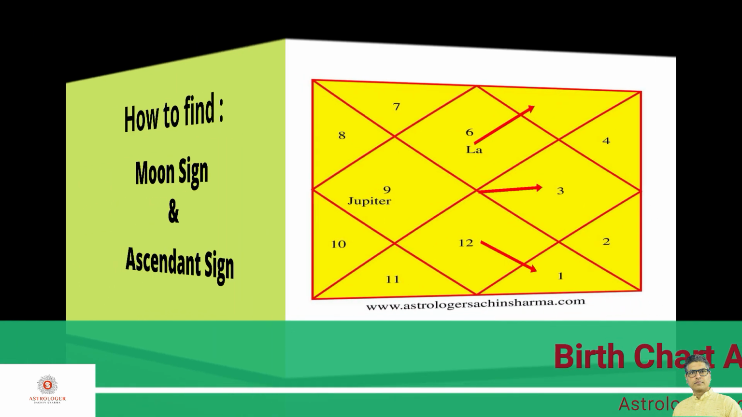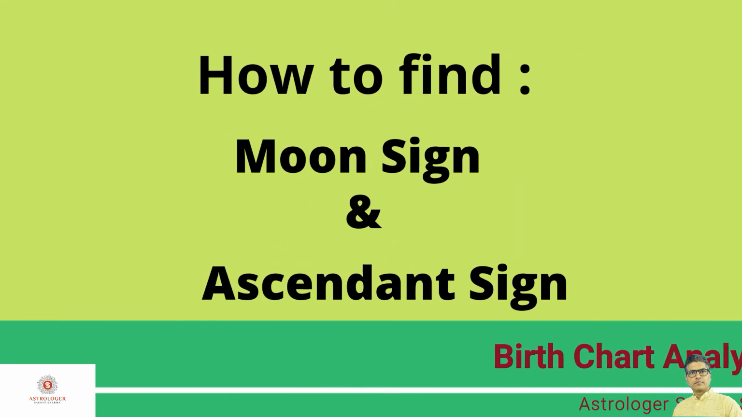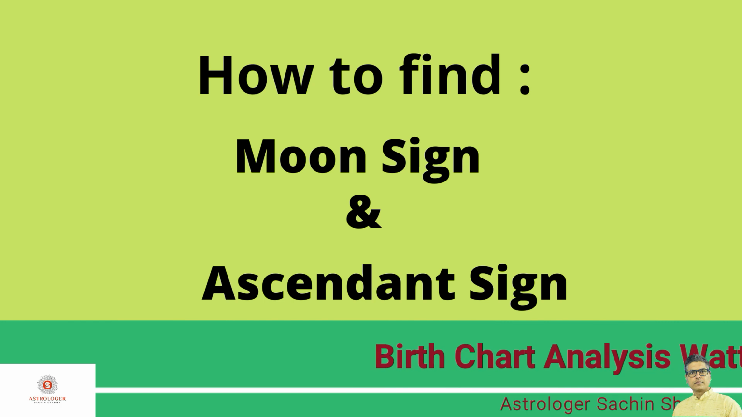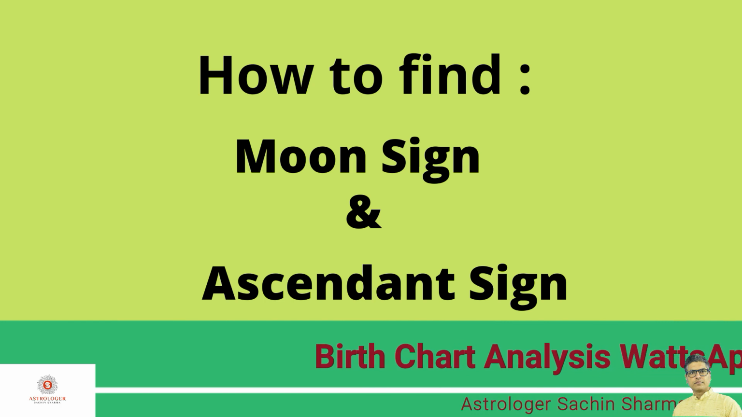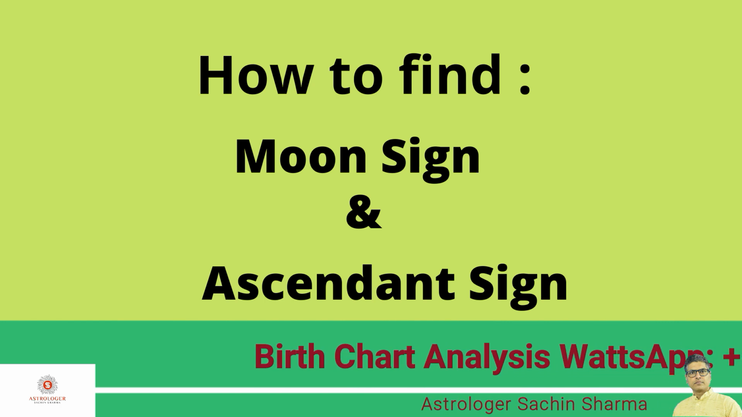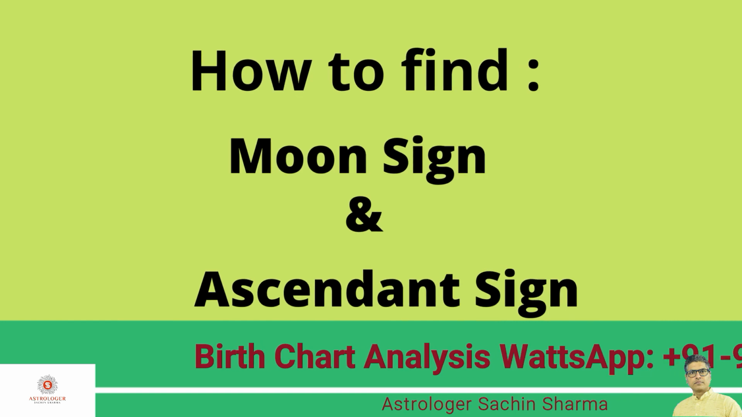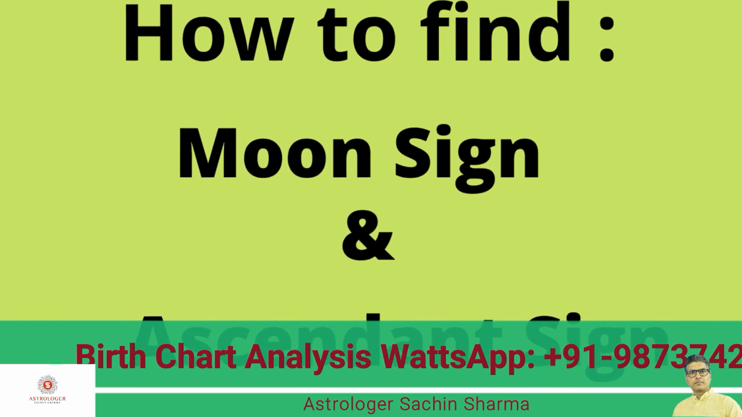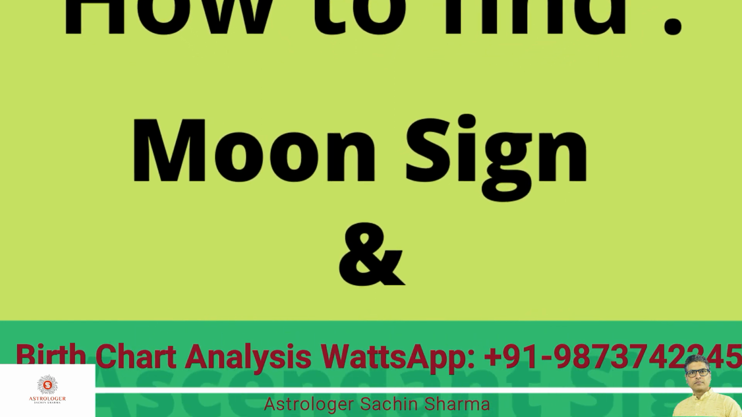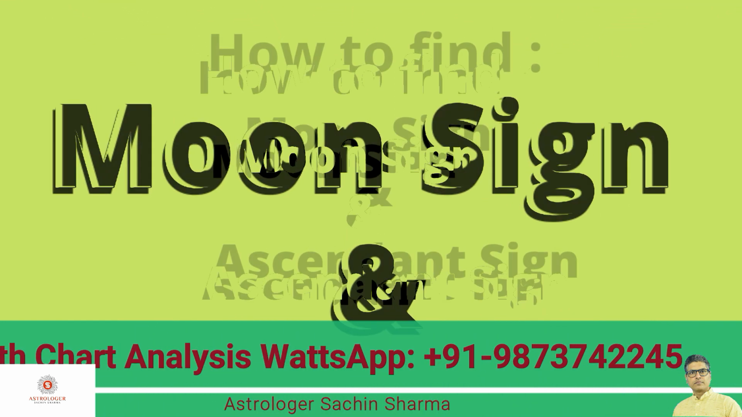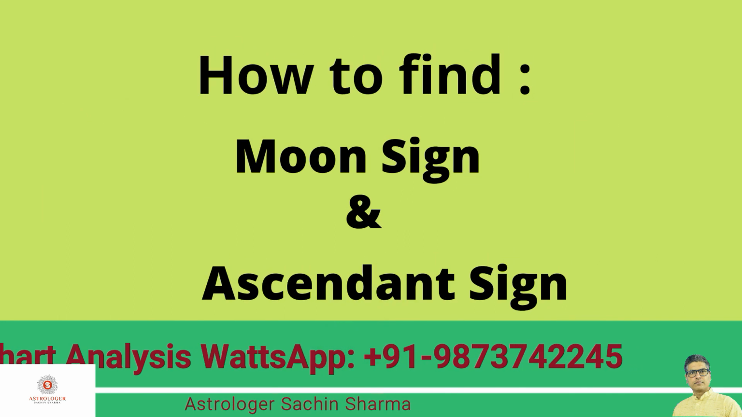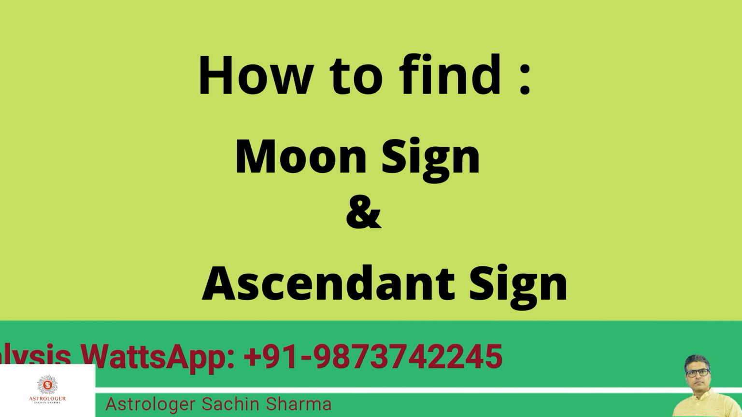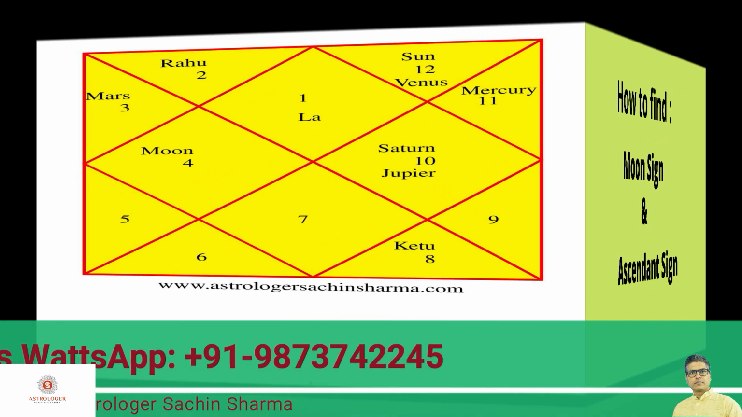Now let us move forward and let us discuss how to find the moon sign and the ascendant sign in a birth chart. So this is also a very important and interesting concept in Vedic astrology. So let us first discuss how to find the moon sign of a person in a birth chart. To find the moon sign, just check where moon is placed in the birth chart. So this is very important. Just check where moon is placed in the birth chart.